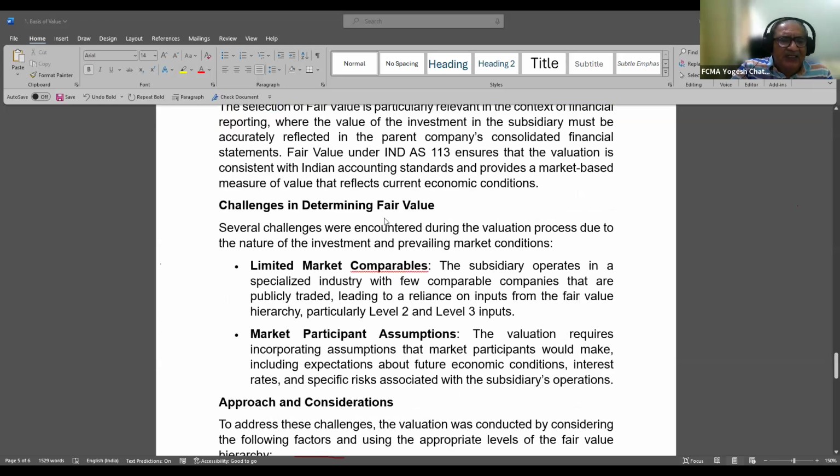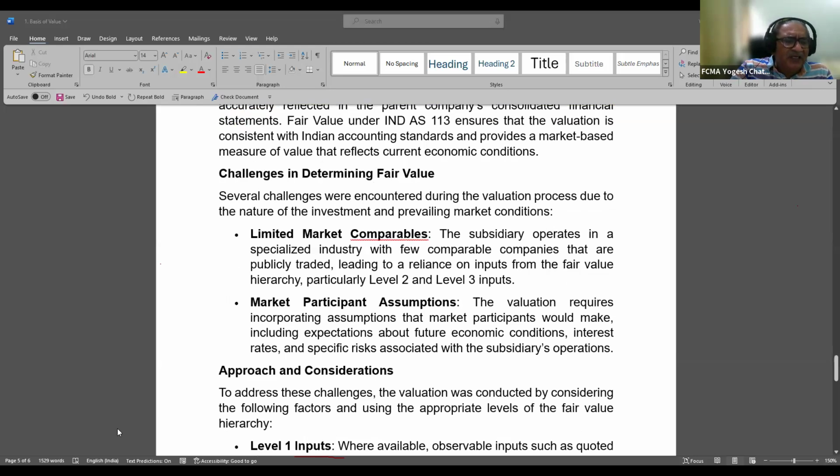So what are the challenges in fair value? Several challenges were encountered during the valuation process due to the nature of the investment and prevailing market conditions. If a company is a listed company, you will find it very convenient to make the valuation. But if a company is a private company, it is very challenging to do valuation of a private or non-listed company. So what are these challenges?